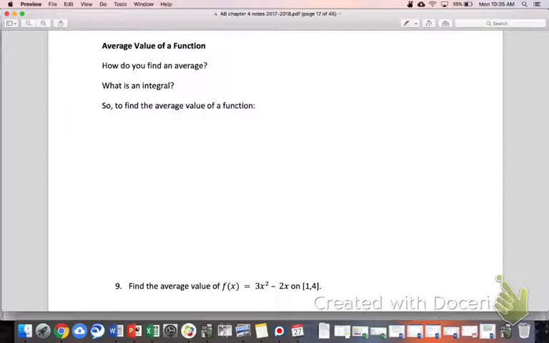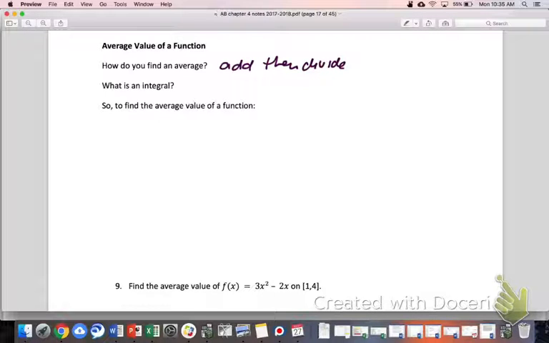Average value of a function. Think back to like Algebra 1. How is it that you actually find an average? Yep, add up a bunch of numbers. You divide by the number of numbers. That's it. So I'll just put it up here in shorthand. You add, then you divide. Add up all those numbers, then you divide by the number of numbers.